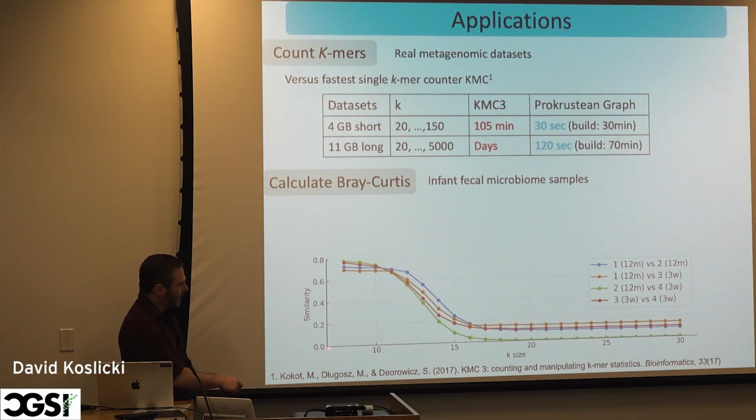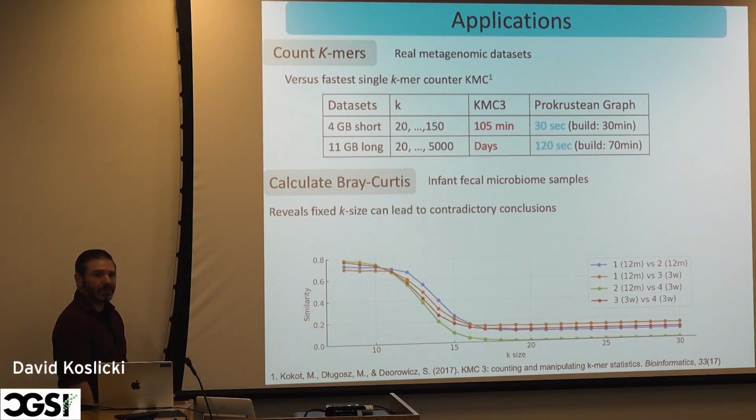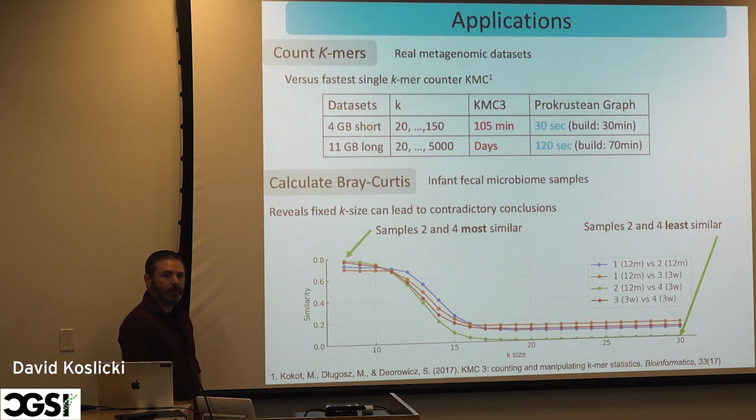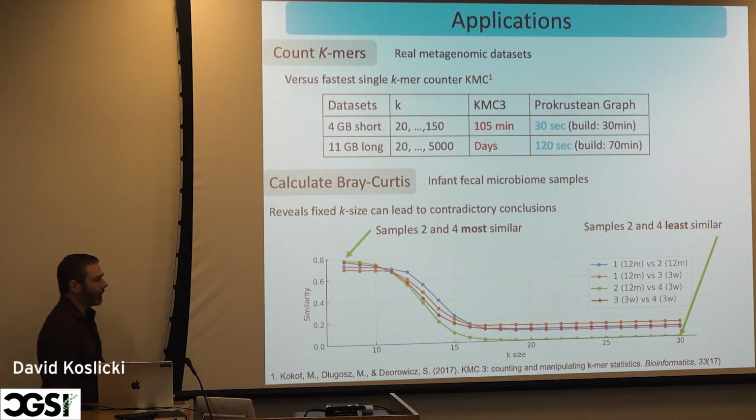However, if you look at the entire range of k-mer sizes, some really interesting things happen. Contradictory conclusions. Here, at a small k-mer size, samples 2 and 4, that is this green line, are the most similar, have the highest similarity. Or if you increase your k size, like way out here, 2 and 4 are the least similar. And so, you gotta be careful about which k-mer size you pick, because your conclusion might flip completely depending on what it is. So thankfully, computing these graphs can now be done quite efficiently with this Prokrustean graph.